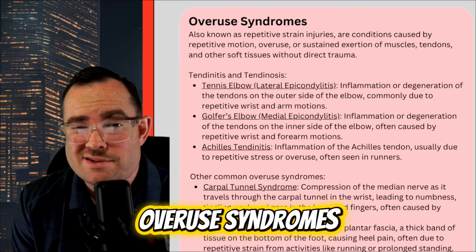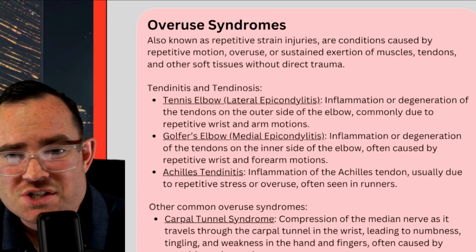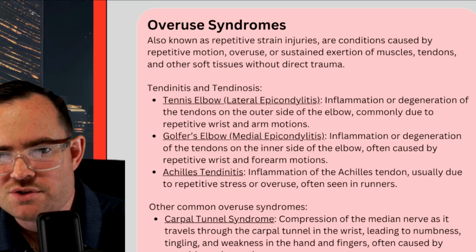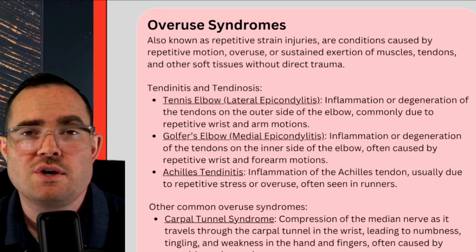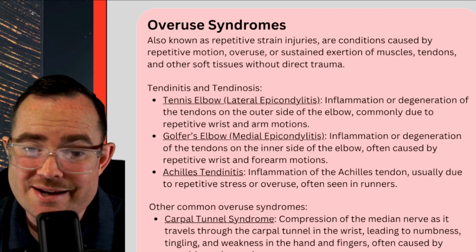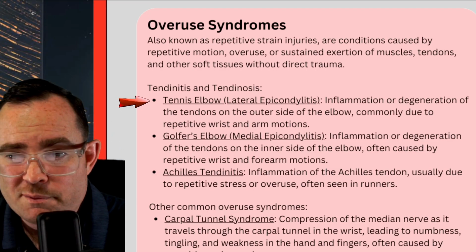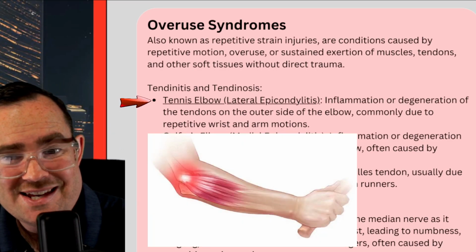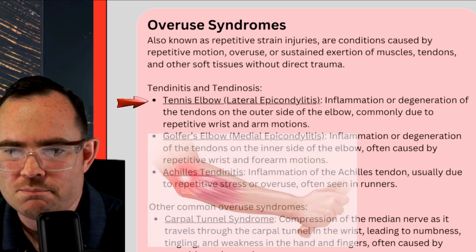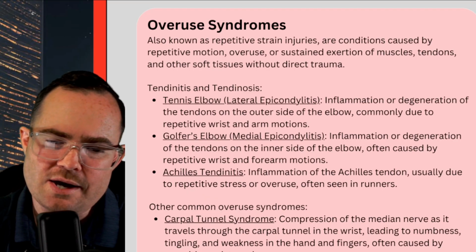Now, here's something that you may have experienced yourself. These are overuse syndromes, also known as repetitive strain injuries. These are conditions caused by repetitive motion, overuse, or sustained exertion of muscles, tendons, and other soft tissues without direct trauma. A very popular one that I see, especially in the fire service, is tennis elbow. Inflammation or degeneration of the tendons on the outer side of the elbow, commonly due to repetitive wrist and arm motions. Often people do experience this with even working out in the gym.